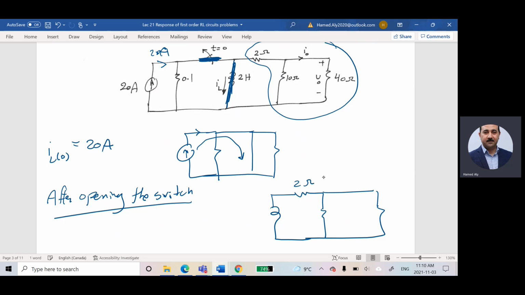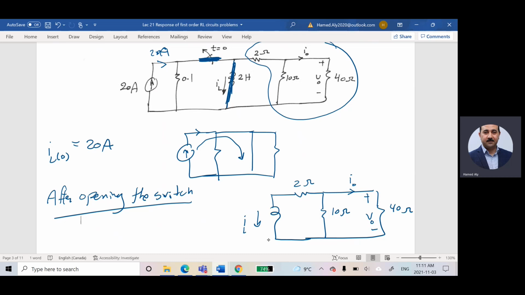This guy is 2 ohms. This guy is 10 ohms. This guy is 40 ohms. This is IO, and this is VO that you are looking for. And the current here is IL. Oh, sorry, this is not IL. This is R. So the current here is IL that he is looking for.